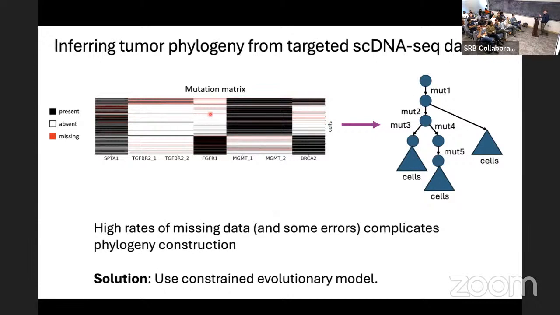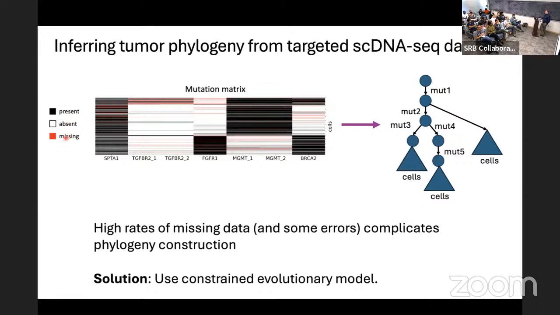There are just a handful of mutations that one calls reliably in this tumor. So there's a mutation in this gene, SBTA1. There's two different mutations in this gene, TGBFR, FGFR1, et cetera. And what I'm showing you here in black, there's a little line if this gene is mutated in this particular cell. So that's a mutation that's present. If we didn't measure a mutation in that cell, in that gene, that's the white line here.